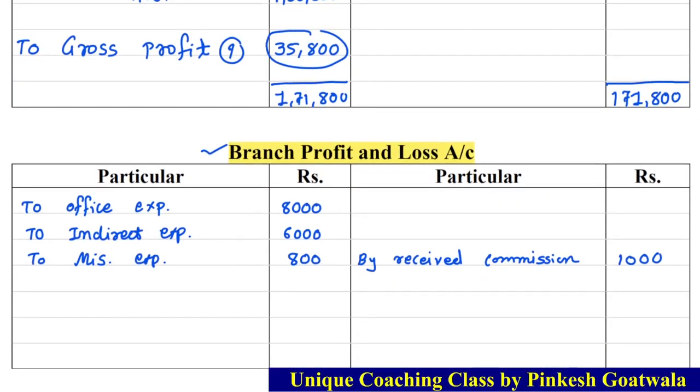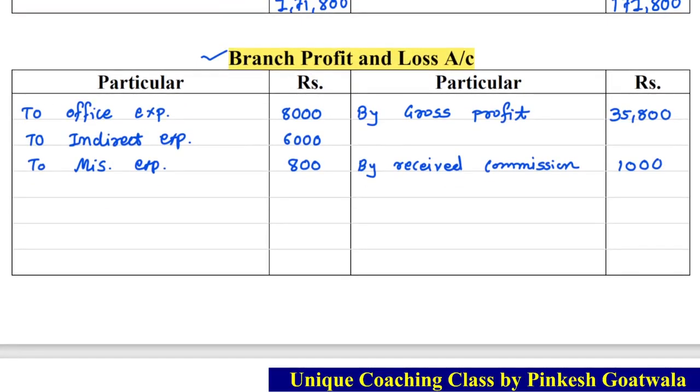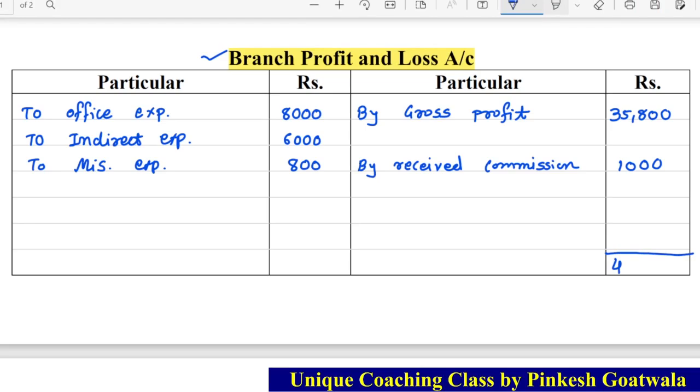Cross entry. Okay, here debit. So in the branch profit and loss account, it will be given on the credit side: gross profit amount 35,800. Now let's close this profit and loss account. Credit side total it's a 36,800.